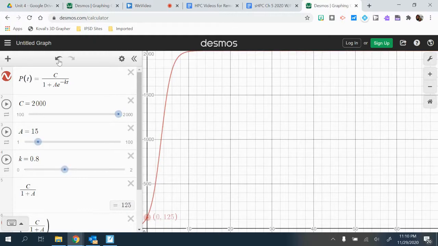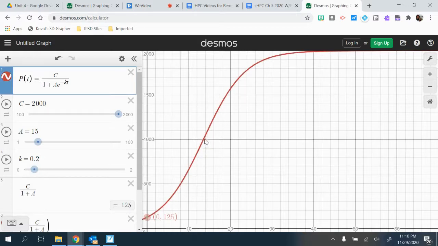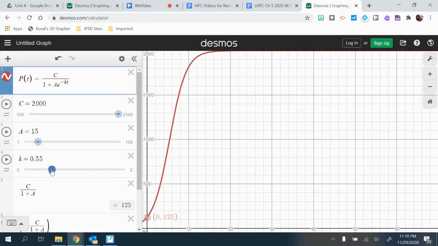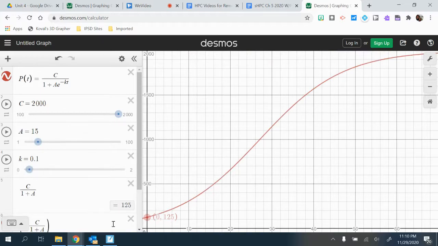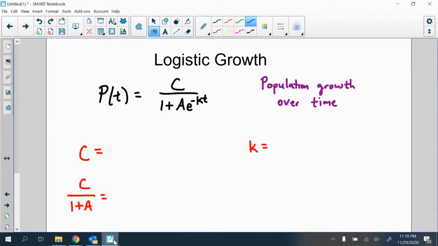Finally, there's also this K value. The K value, the smaller it is, the slower the growth is. So notice that the growth ends up being a little slower. It takes longer to get to the carrying capacity. Whereas if my growth rate is faster, the K is higher. So this gets to the carrying capacity much faster. Slower, faster. So those three things are the things that we really have to be aware of.